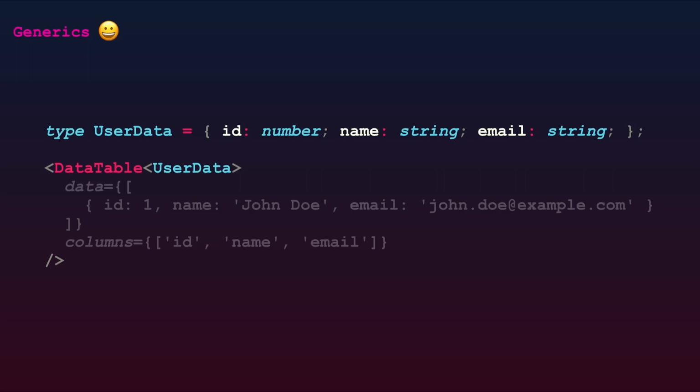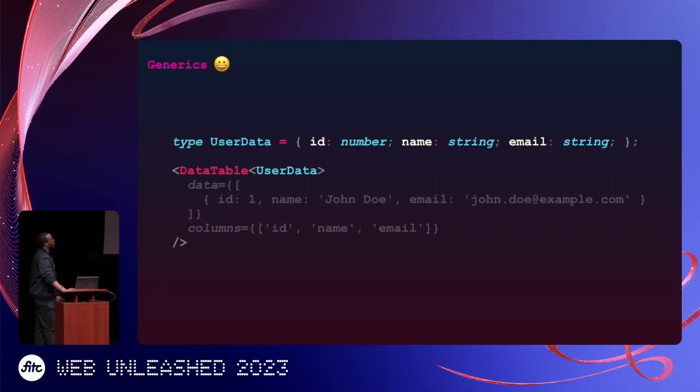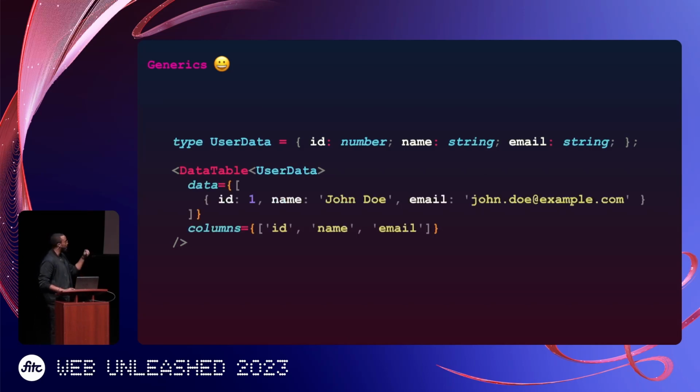So if we were using user data, we can just simply declare the shape of user data and pass it along to the data table components when we're actually passing in the appropriate data shapes. And this way, we're able to get the safety that TypeScript gives us. Similarly, we're also able to have this component be adaptable for many different use cases. I hope that was helpful.